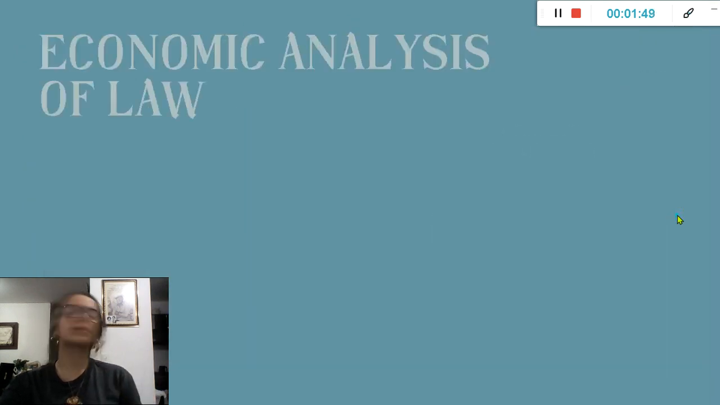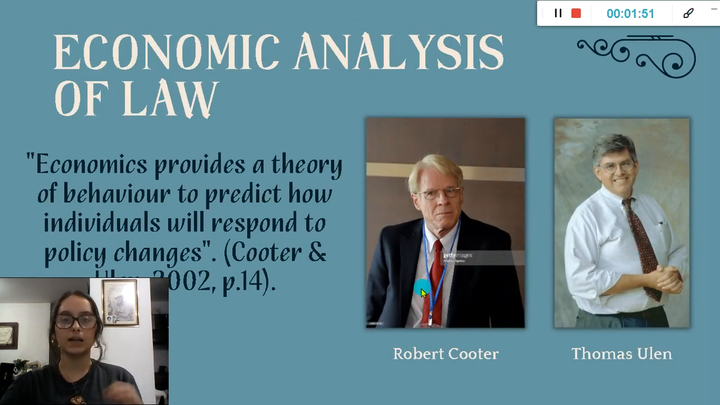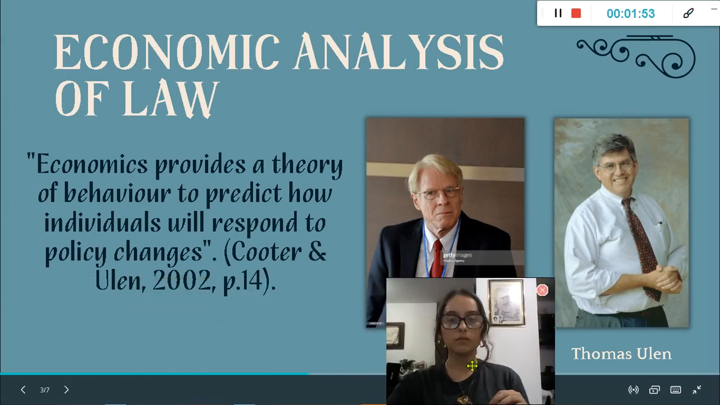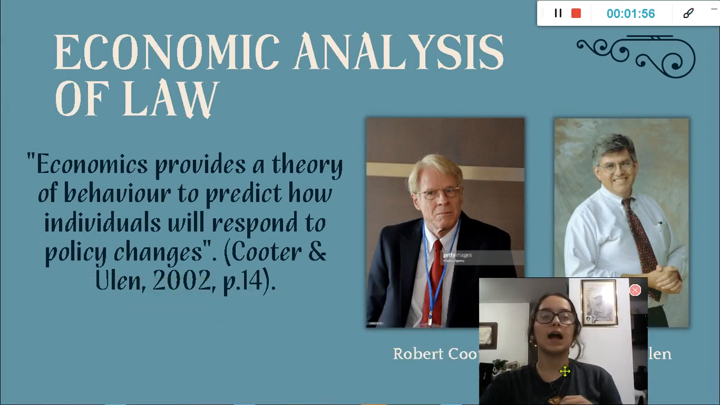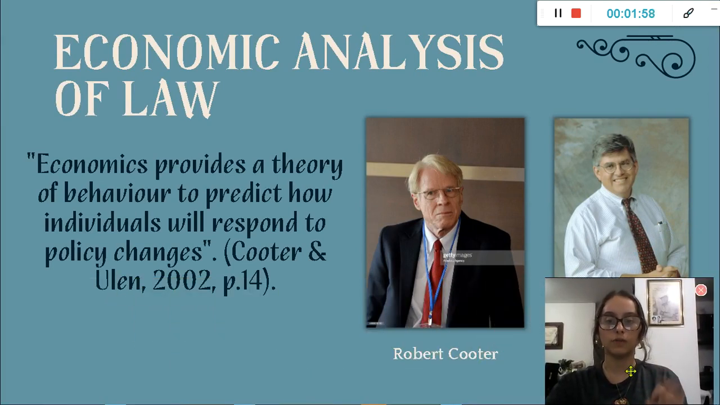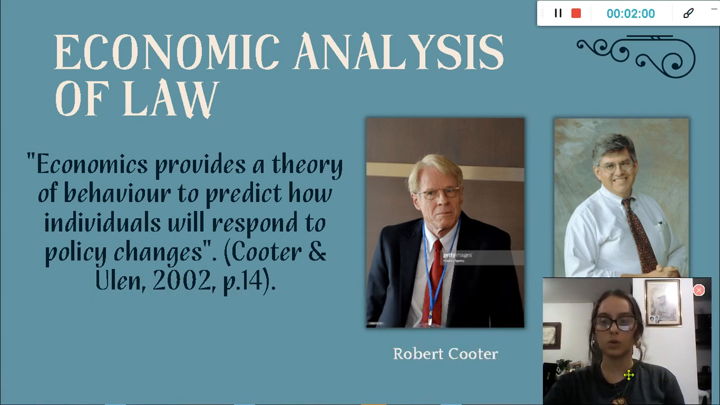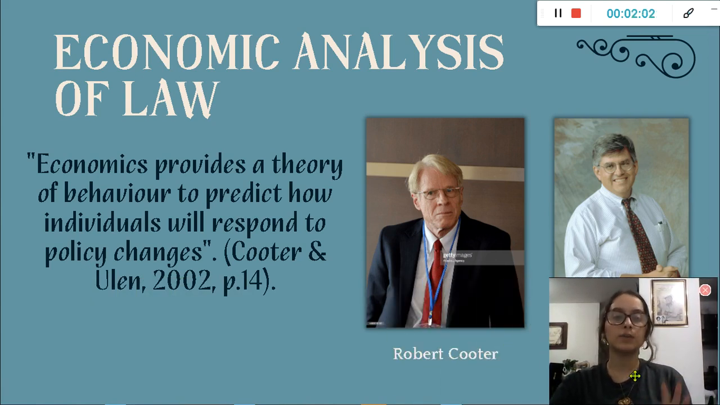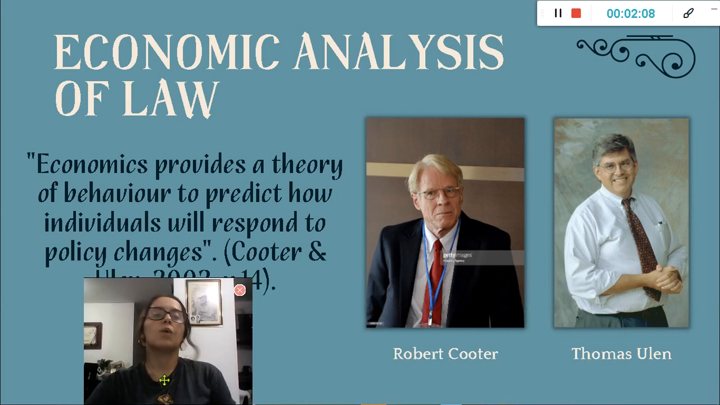Well, with that clear, now we can explain the economic analysis of law. Here I bring a fragment of a book by Robert Cooter and Thomas Ulen. It says, economics provides a theory of behavior to predict how individuals will respond to policy change. Well, what does it mean?